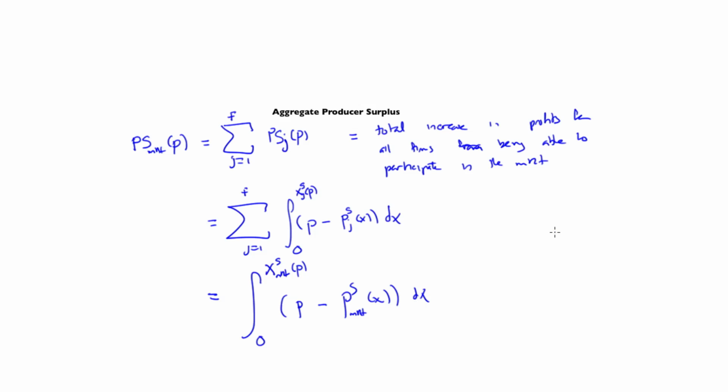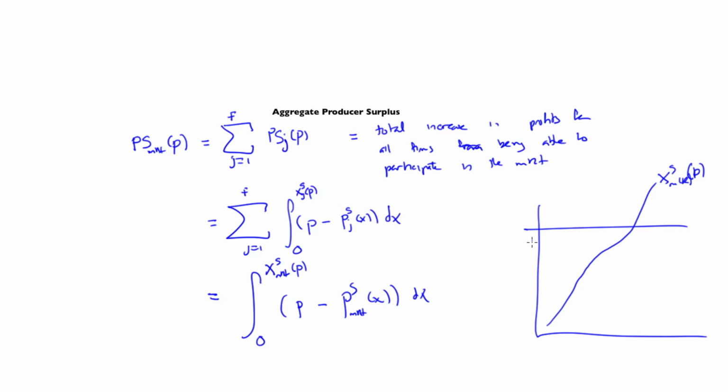So we get that if this is, let's say, the aggregate supply function for the market at price P, at this price, we get that, so this is the price, this area is the producer surplus for the market at price P.